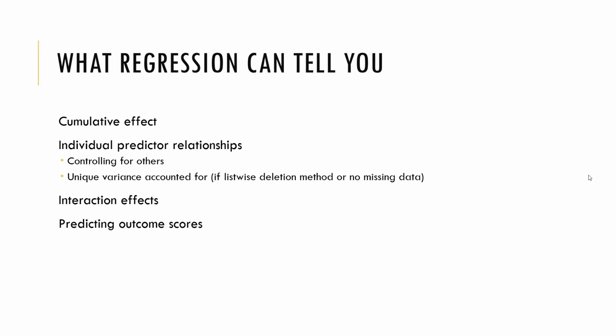Okay, so what can regression tell you? It can tell you about the cumulative effect of predictors. It can tell you about the relationship between individual predictors controlling for others. If you have no missing data or if you use listwise deletion, it can tell you the unique variance that's accounted for by each of your predictors.